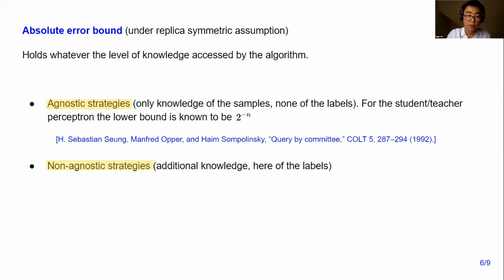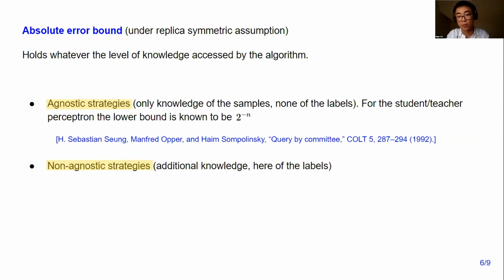So this gives, as I said, an absolute bound whatever the knowledge your active learning algorithm can access. The algorithm used for your selection can leverage different knowledge. For example, some may only use knowledge of the samples, which it sees as high dimensional vectors. Some may have additional knowledge about the data structure, which they can use to select the samples in a smarter way.